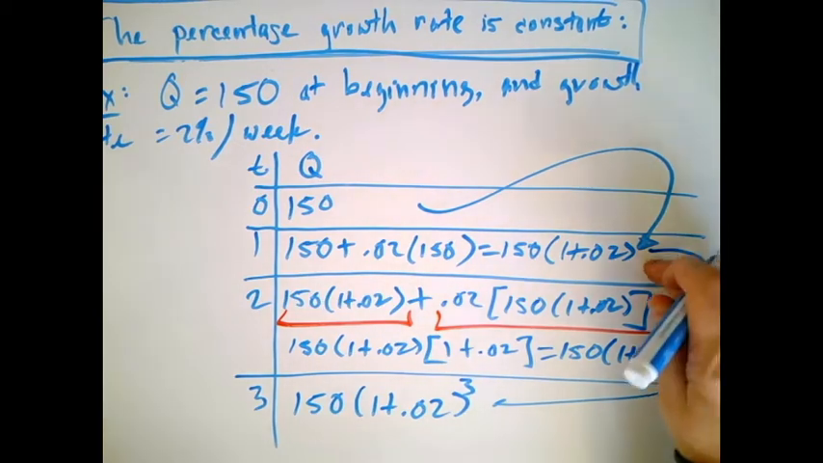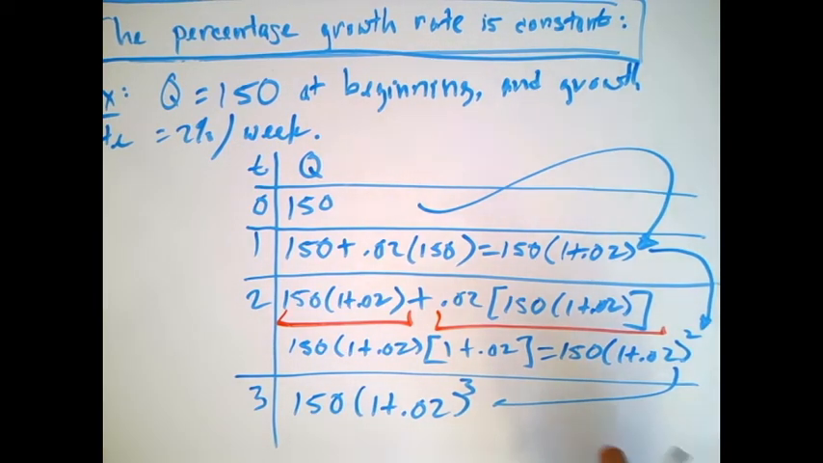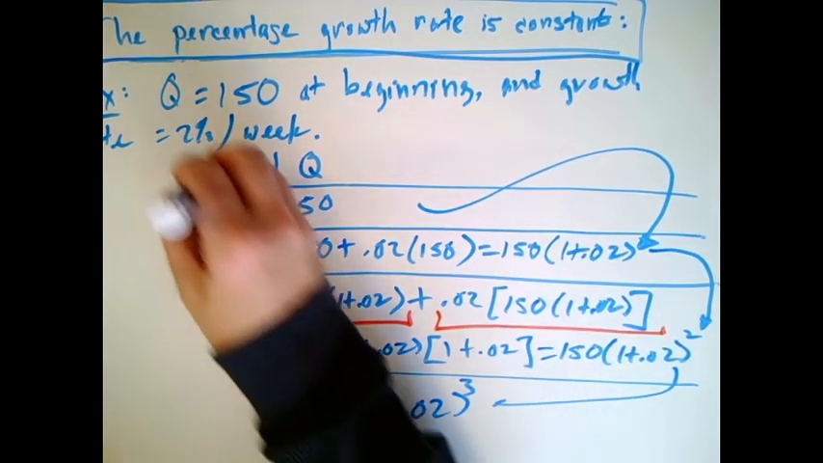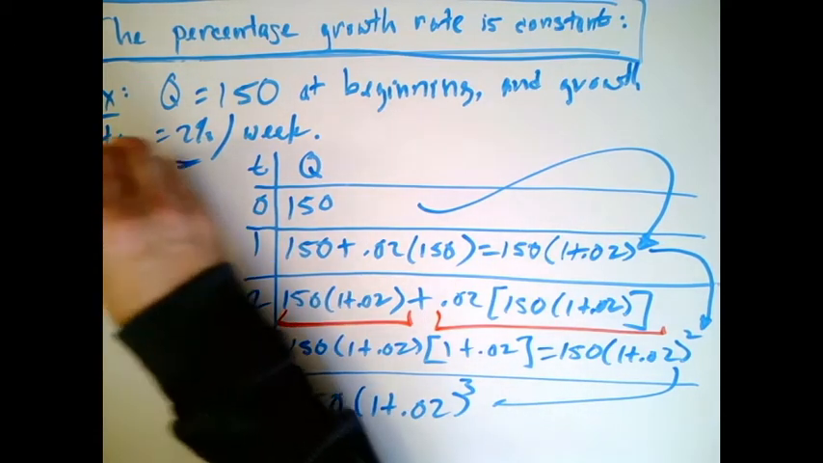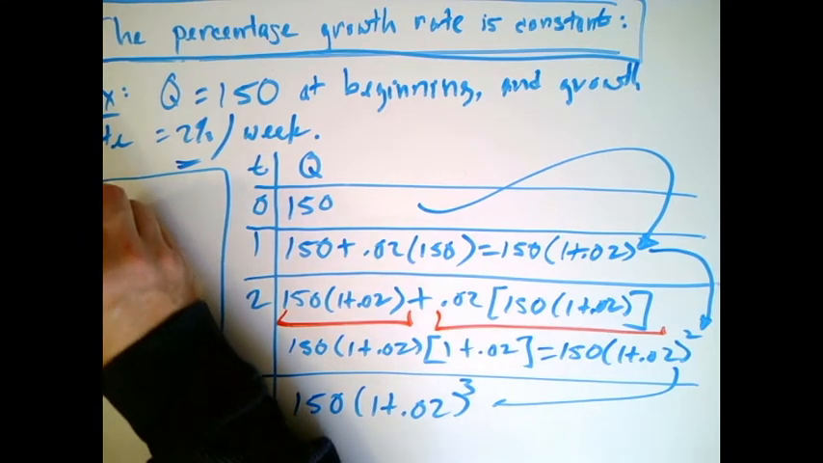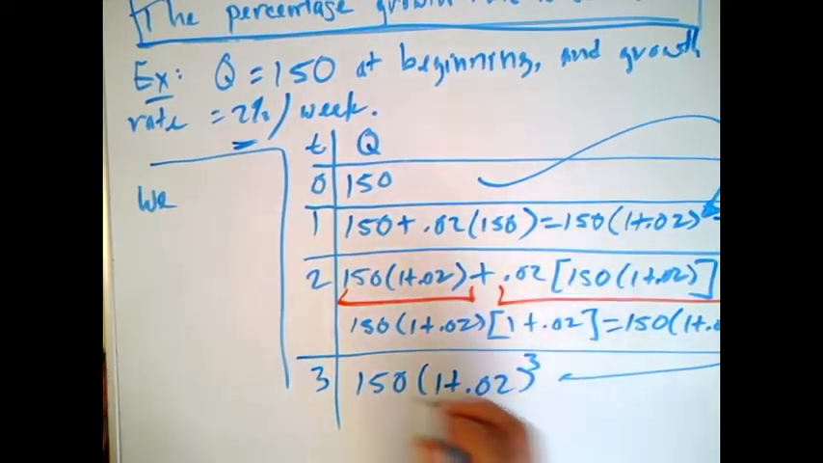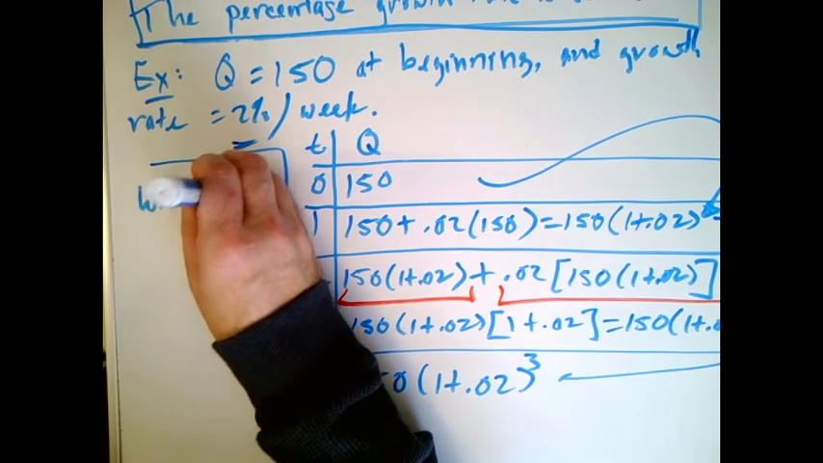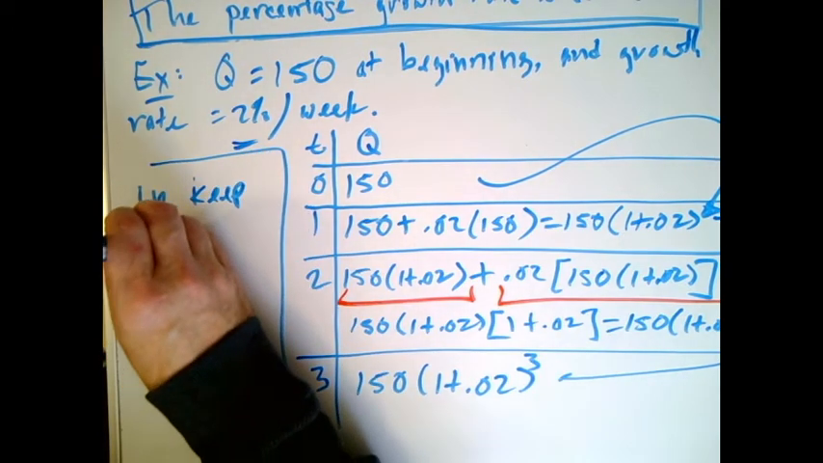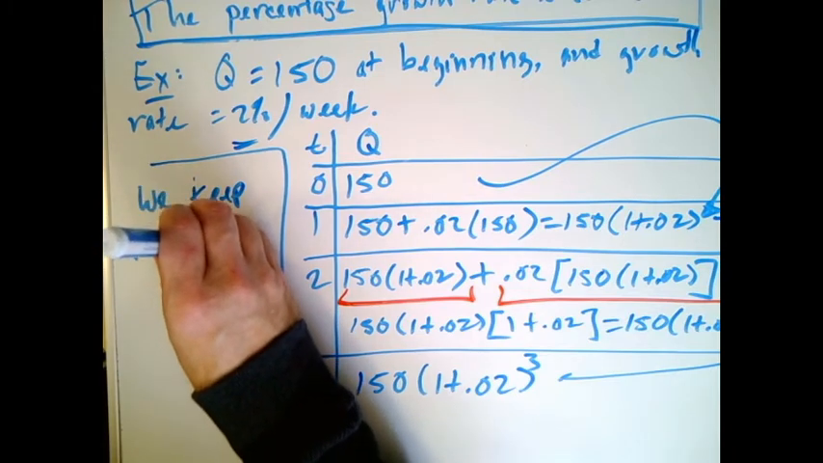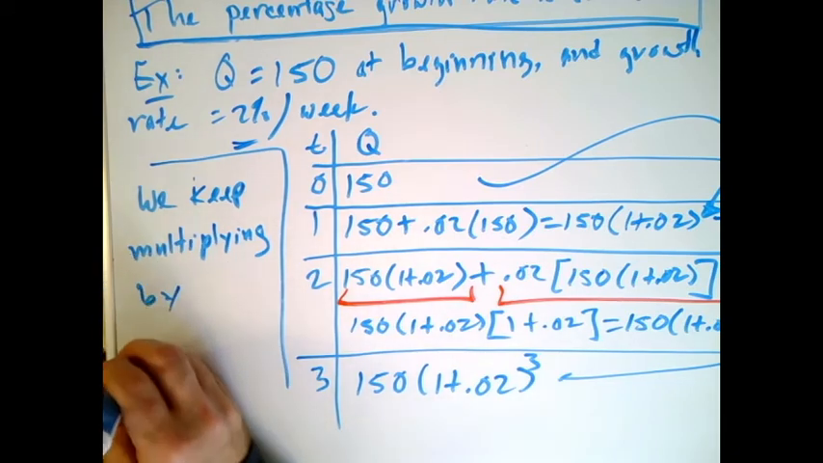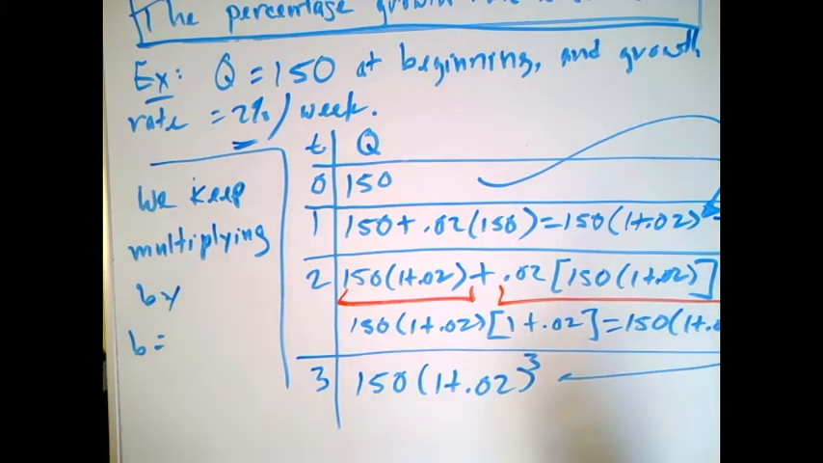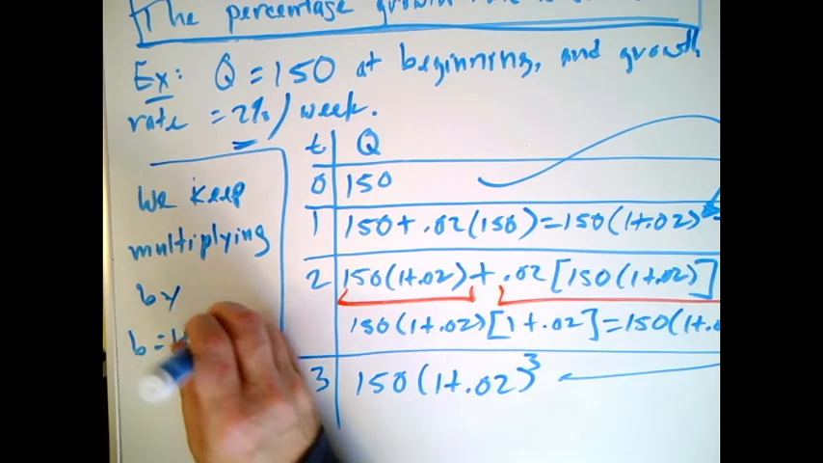We kept multiplying by 1 plus 0.02, 1 plus 0.02, 1 plus 0.02. Notice we did not multiply by 0.02. What we multiplied by is called the growth factor, not the growth rate. Let's just write this down as a conclusion. We keep multiplying by the growth factor. And you can see that that's going to be 1 plus the growth rate each time.